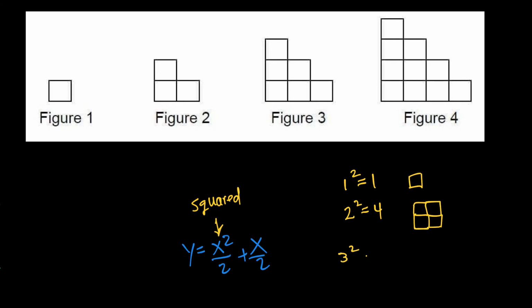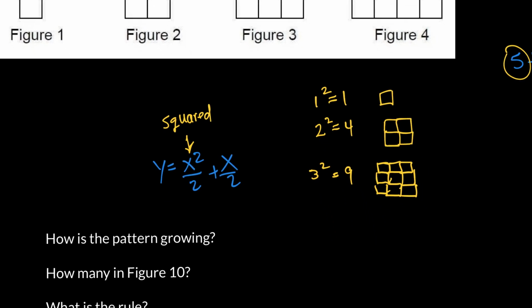3 squared is 9. So that means 1, 2, 3, 4, 5, 6, 7, 8, 9. I'm doing this fast, but you can make a square out of nine of these. And then 4 squared, the last one I'm going to do. 4 squared is 16, and you have 1, 2, 3, 4, 5, 6, 7, 8, 9, 10, 11, 12, 13, 14, 15, 16. So you can make a square out of 16. All these are known as perfect squares.